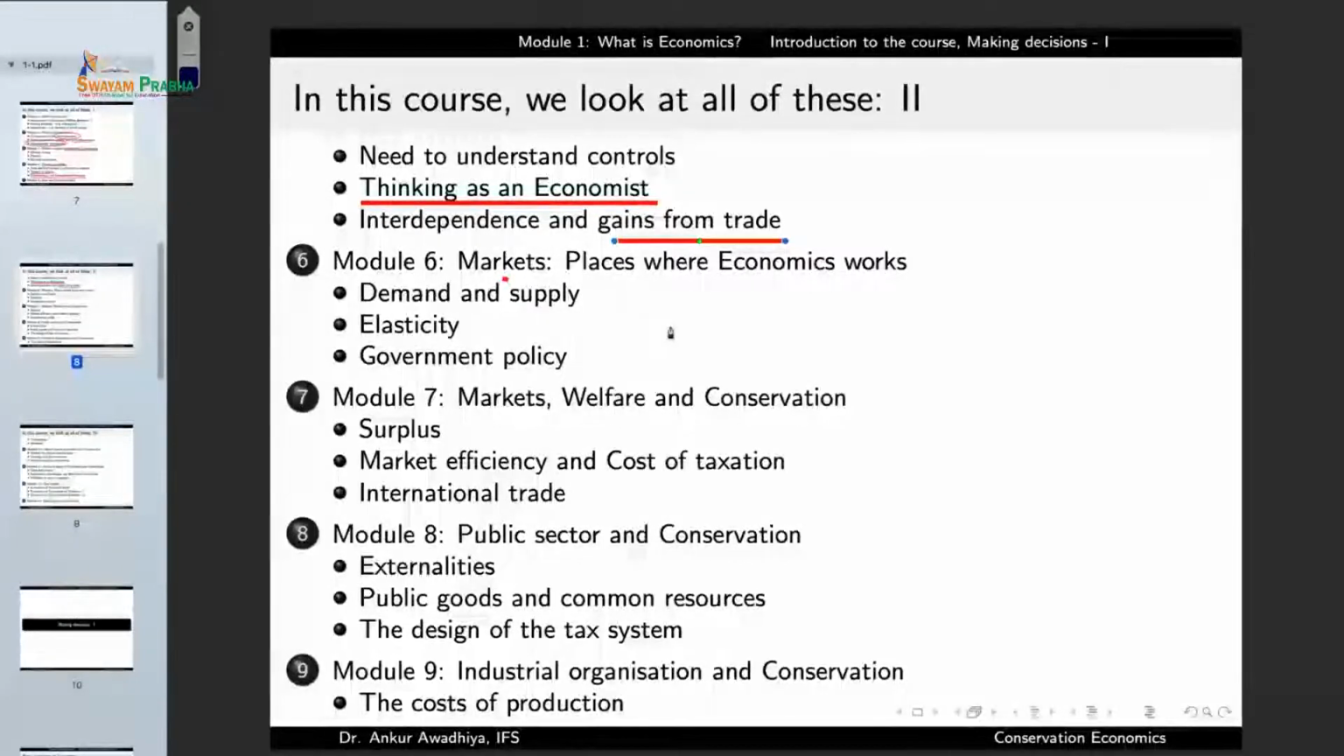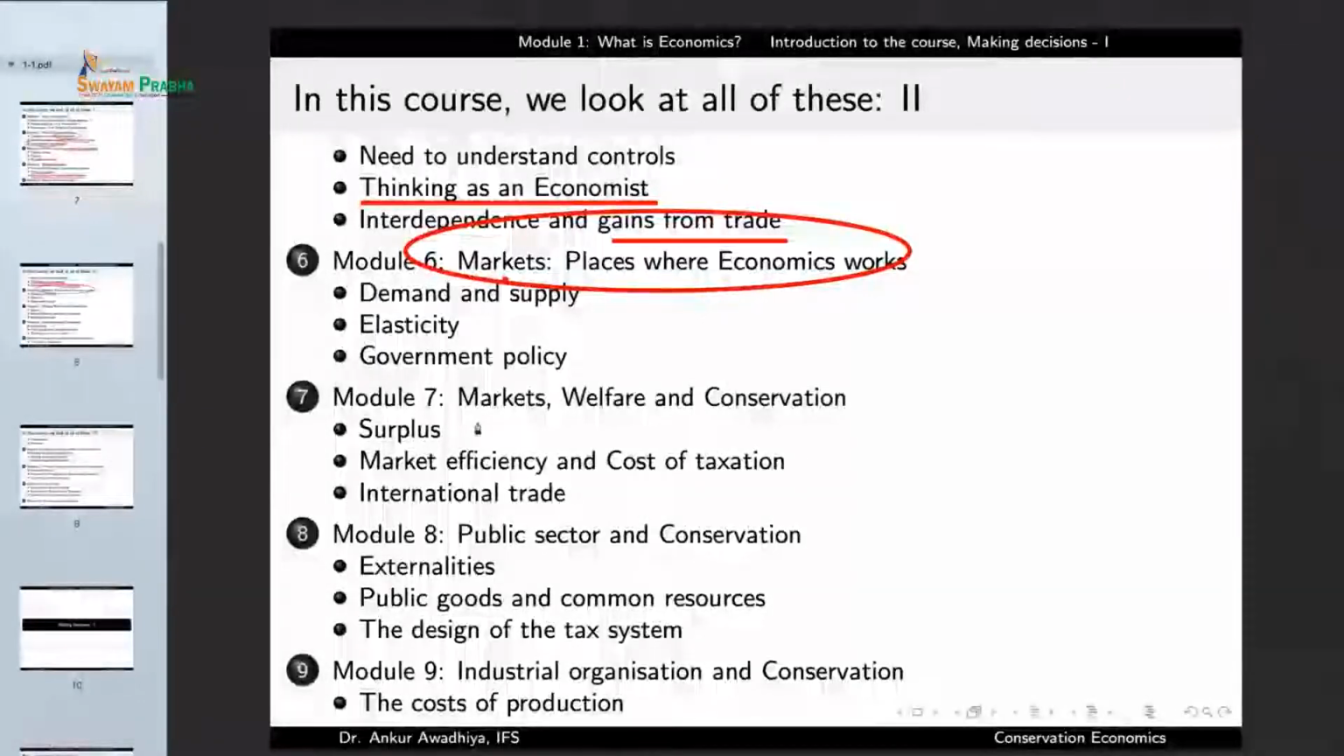So, in a large number of cases, these economic decisions are being made to maximize profits, and these profits are coming from trade. So, trade is an essential thing that we need to understand the working of the economy. And this trade happens in the markets. Markets are places where economics works. And we'll explore markets in the sixth module.